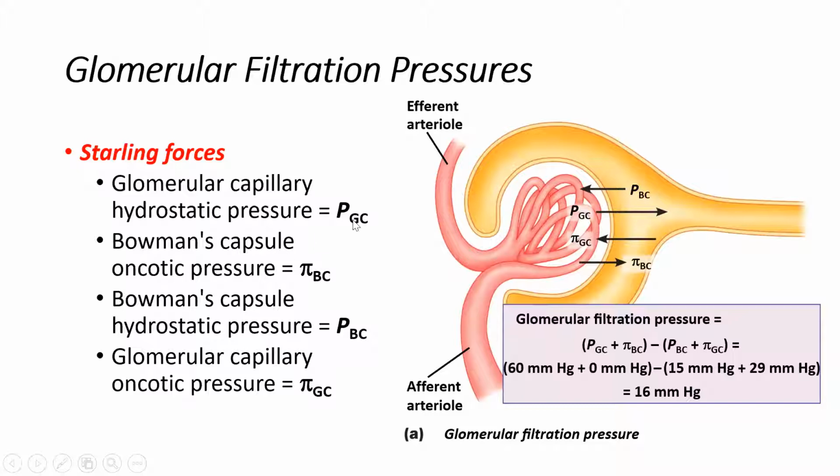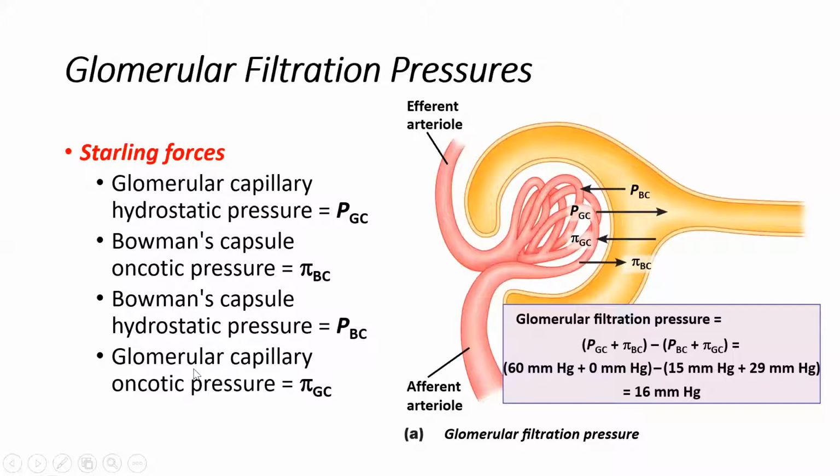The third force is called the Bowman's capsule hydrostatic pressure. So this is another push force. Again, we know that by the word hydrostatic here. And so this is a force that wants to push fluid from the Bowman's capsule back into the glomerulus, back into the capillaries. Okay, so this is going to be directly opposing the glomerular capillary hydrostatic pressure.